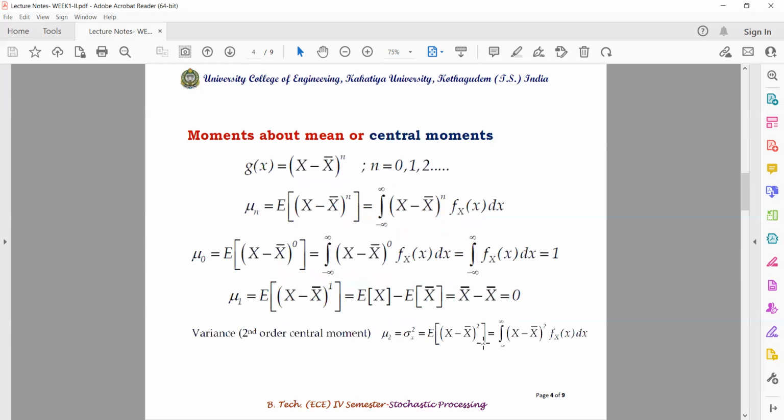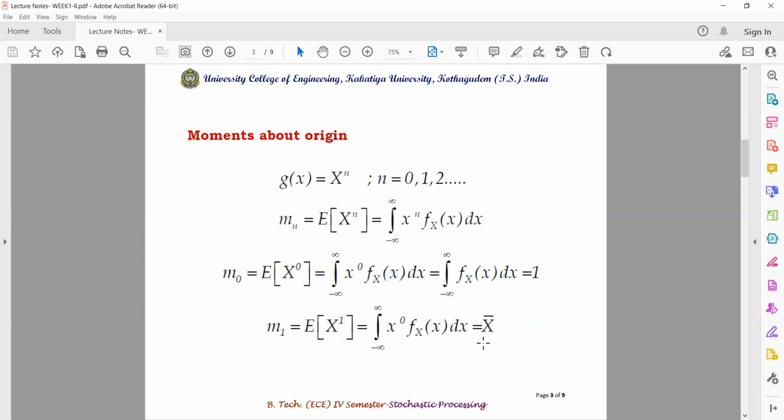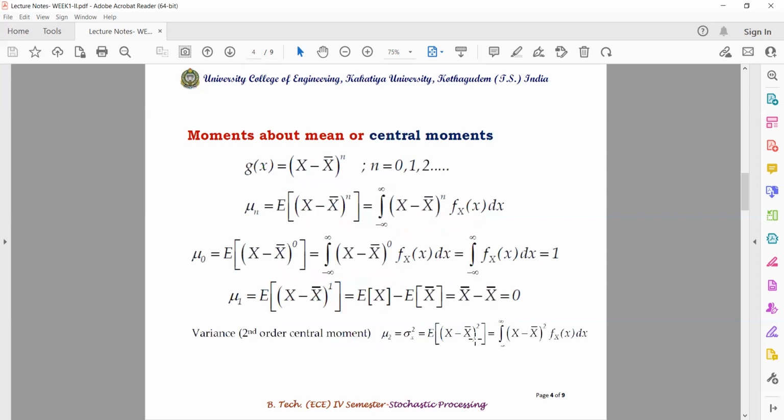Likewise, you can extend to M2, M3 and so on up to Mn. Generally, M2 is equal to expectation of capital X square, which is equal to the integral from minus infinity to plus infinity of x square fx of x dx. Generally, it is represented as x square bar, that is, the ensemble average.